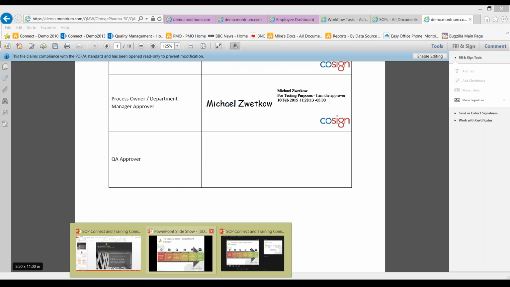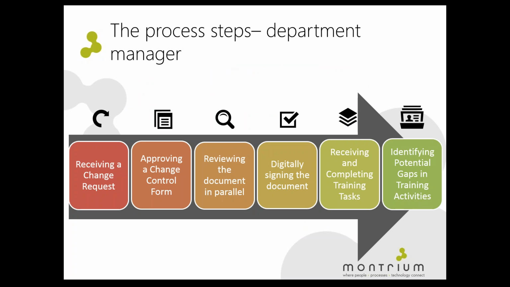So let me just go back now to the presentation. And just to summarize the steps that we went through: we received a change request, which was something that Oliver did. He submitted the change request, then I reviewed and approved the change control form. We reviewed the document together in parallel, where you saw that Oliver was able to enter comments and I was able to see that he was also making edits to the document, and we'd be able to do this with as many people as we've entered as reviewers.